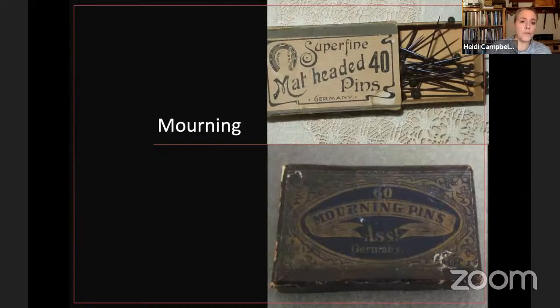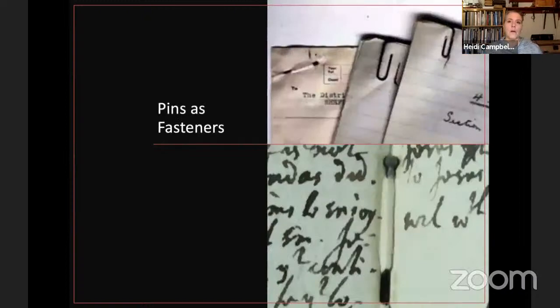So another use for pins, so we're going to move away from the dress and garments. Another use for pins was as fasteners. And these are fastening papers together. The top example on the left-hand side, you can see a pin that is holding this typewritten document, which indicates that this is something from likely the early 20th century.